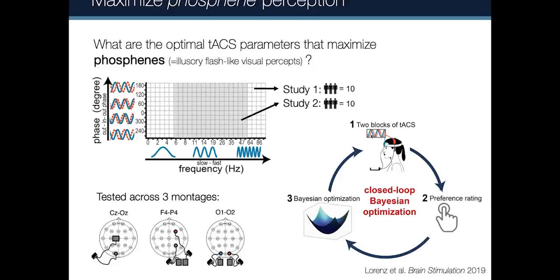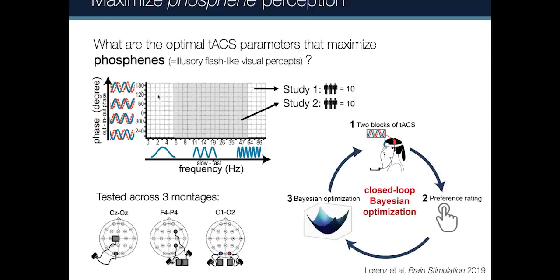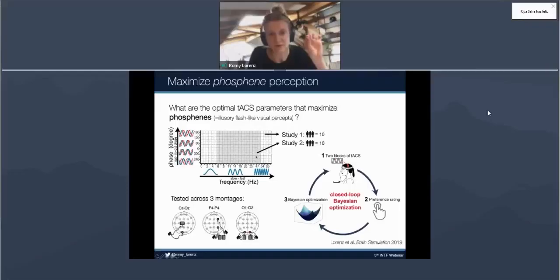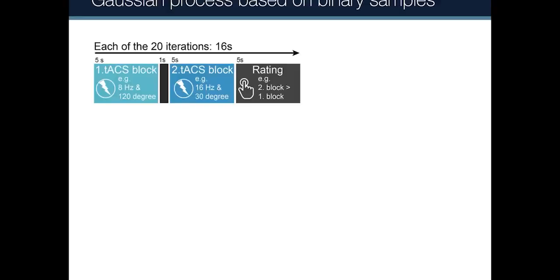So we basically exposed subjects to 2 blocks of tACS, coming from different sets of frequency and phase. So just going back, you would select, let's say, a frequency-phase stimulation here and a frequency-phase stimulation here. You stimulate subjects, and after this you ask them, where did you perceive phosphenes stronger? So it was a very simple binary rating, and we did this because we thought subjects are really bad at rating the absolute magnitude of anything. So that's why we went into this kind of preferential regime.